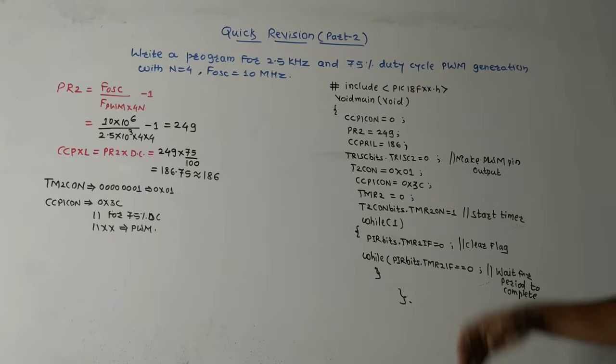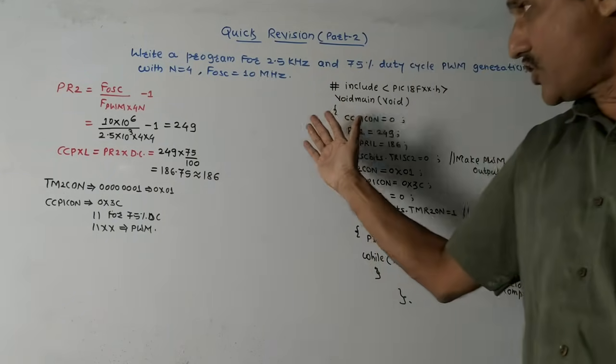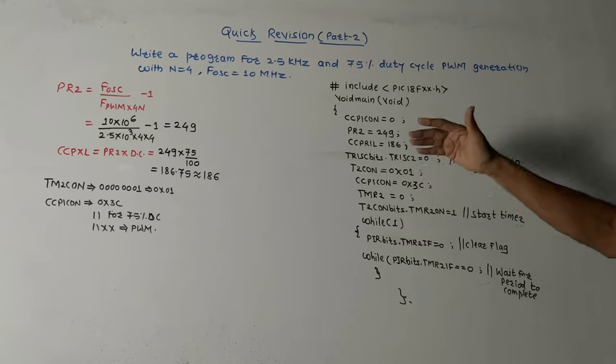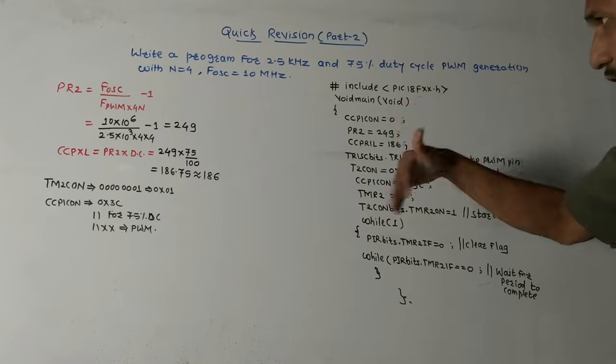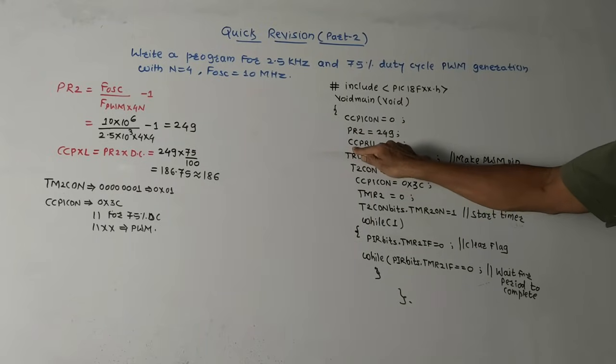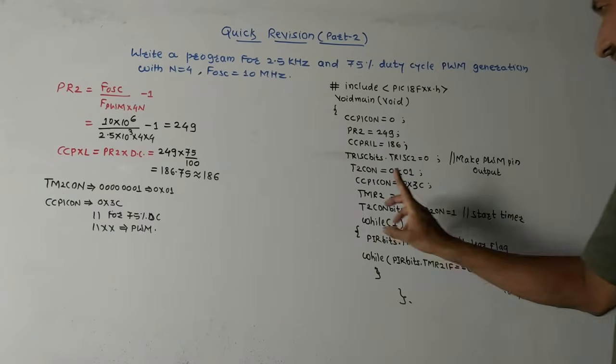And it will produce the duty cycle of 75%. जैसे मैंने बताया, सिर्फ ये value change हो गए, but the basic concept, I mean all these things remain common. सिर्फ क्या-क्या change होगा according to the variation in the program. PR2 का value change होगा, then CCPR1L का value change होगा according to these calculations.